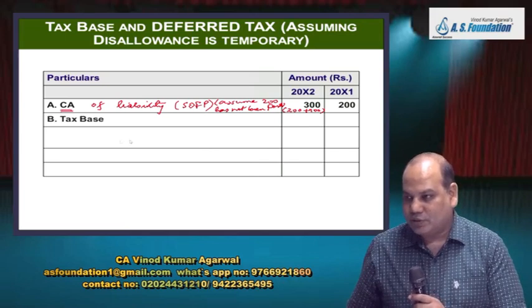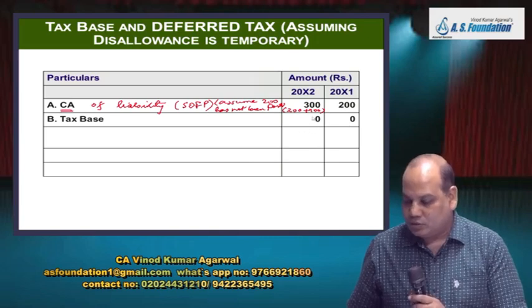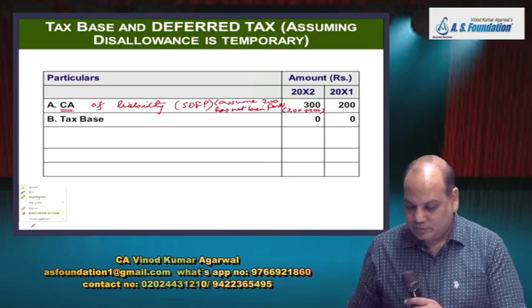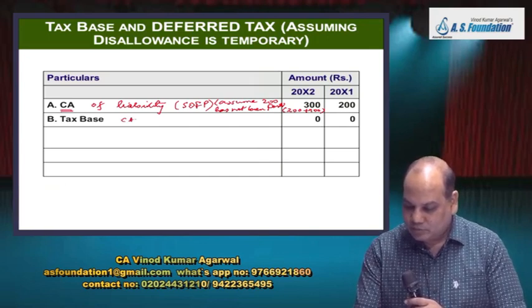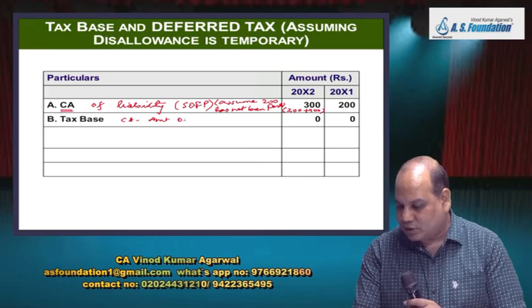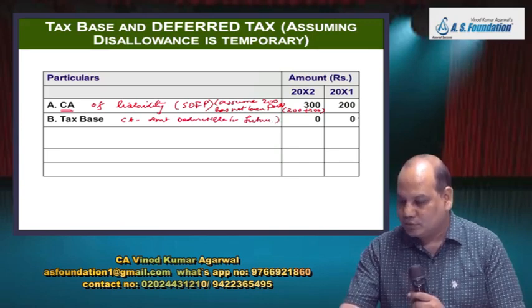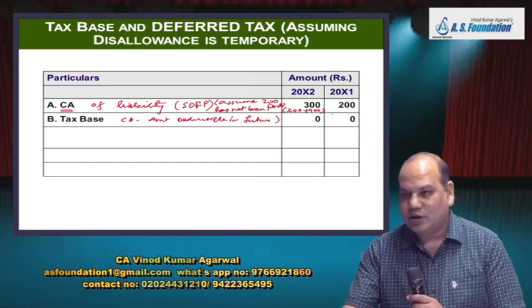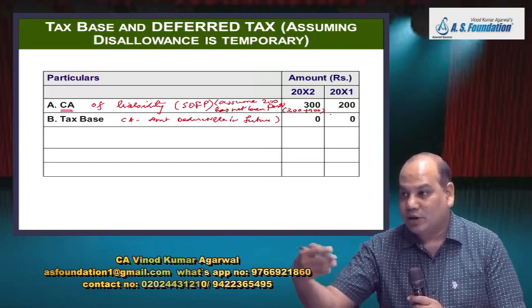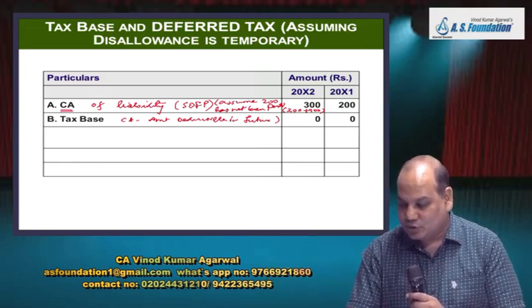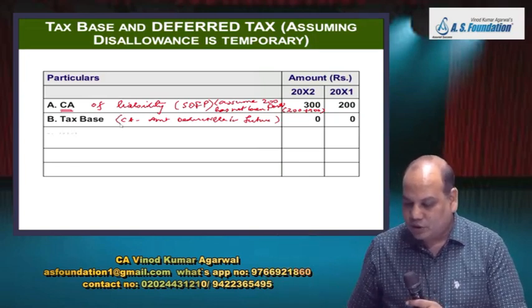So now write down tax base. Tax base will be 0. Still 0 because you have paid nothing. The formula for tax base is carrying amount minus amount deductible in future. So first year 200 minus 200. Entire 200 will be deducted in future. 0. 300 minus 300. Entire 300 will be deducted whenever you pay it. So 0. So now this time we'll have a DTD.